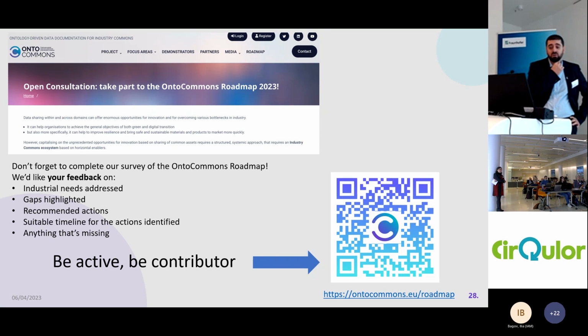So we are looking for your insights regarding needs, gaps, recommendations, and also the suitable timeline for the actions identified. We need you to help us define the priorities, and also maybe we missed something, so you will help us with that. You have the link, and there is a survey for each chapter of the roadmap.